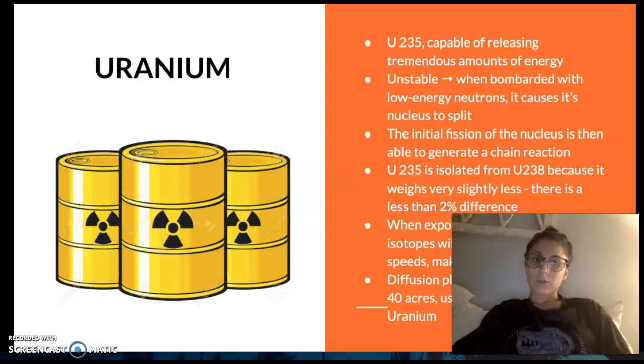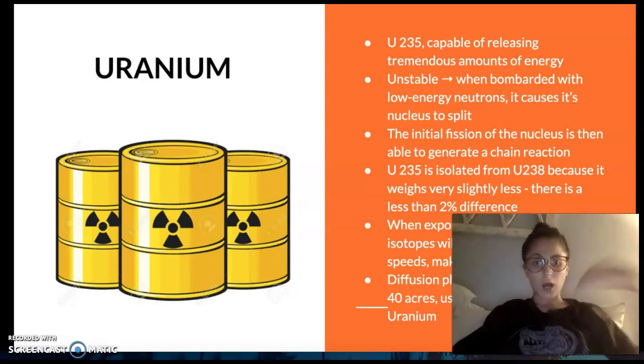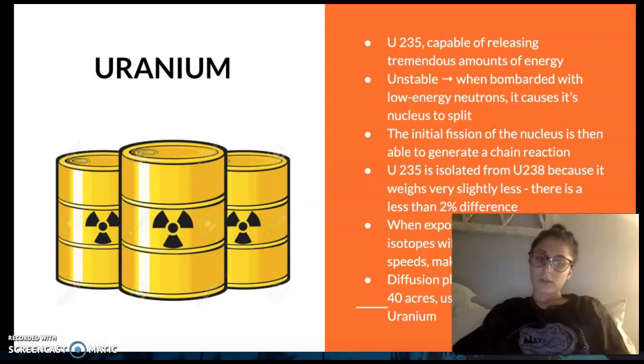U-235 is isolated from U-238, and U-238 is the more common version of uranium that we see. This is because U-235 weighs very slightly less, so there's a less than 2% difference in weight, but this gives it the ability to separate from the U-238. And it is somewhat of a difficult and tedious process.